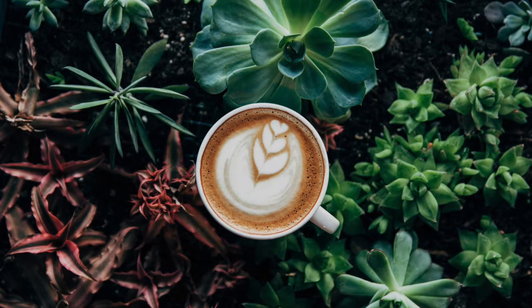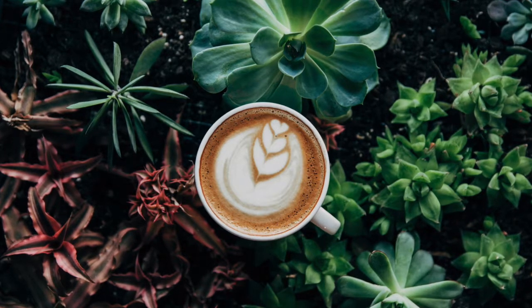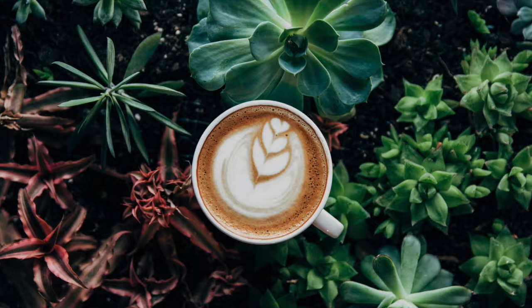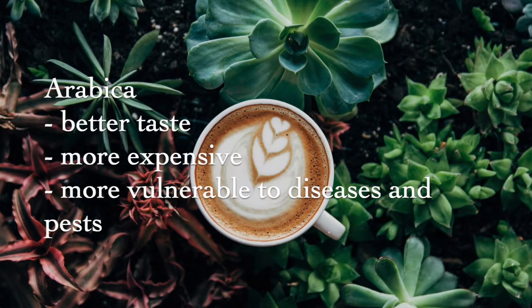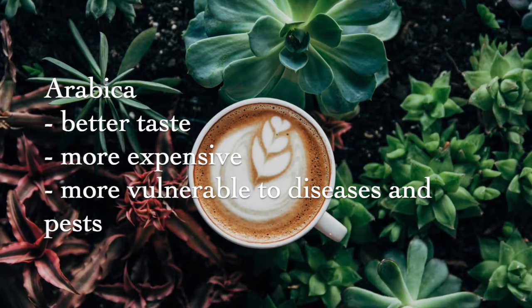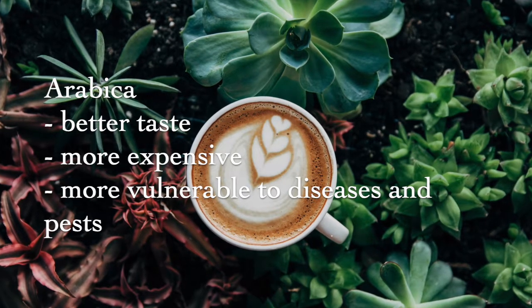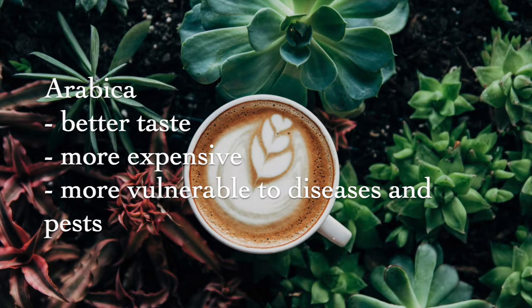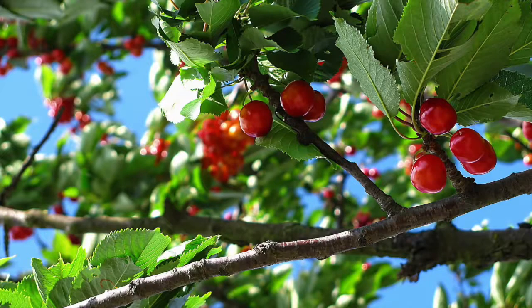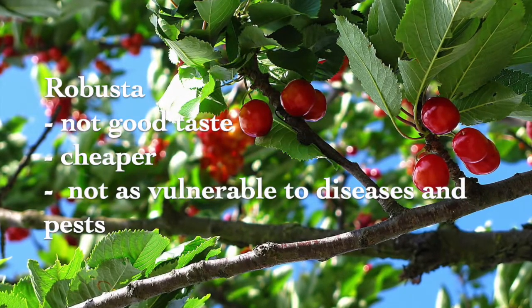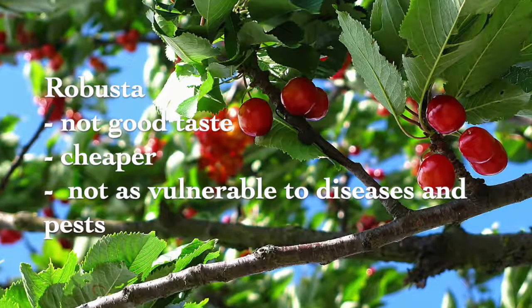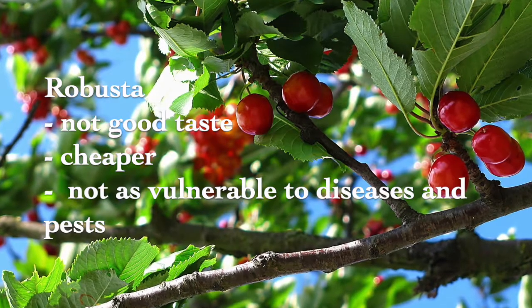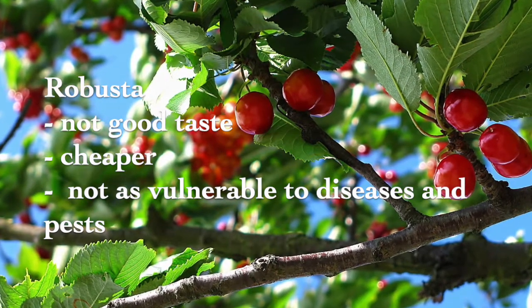The coffee produced comes usually in 2 types: coffee Arabica and coffee Robusta. Coffee Arabica is produced in higher amounts, has a better taste, costs more, but is more vulnerable to coffee plant diseases such as coffee leaf rust, coffee berry disease, and more. Coffee Robusta is produced in lower amounts, doesn't taste as good as Arabica. It is cheaper, but, as the name suggests, it is robust and not as vulnerable to diseases and pests.